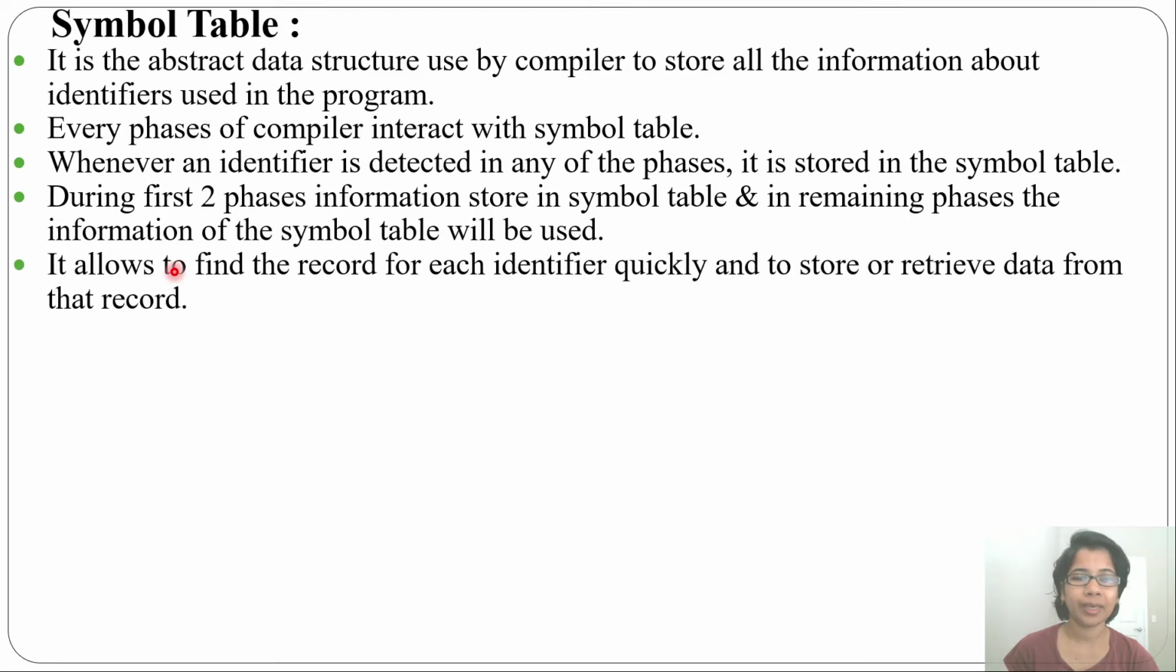So what is the advantage of symbol table? It allows us to find the record for each identifier quickly and store or retrieve data from that record. So we can easily search any identifier from the symbol table. We can store and we can retrieve data from the symbol table.